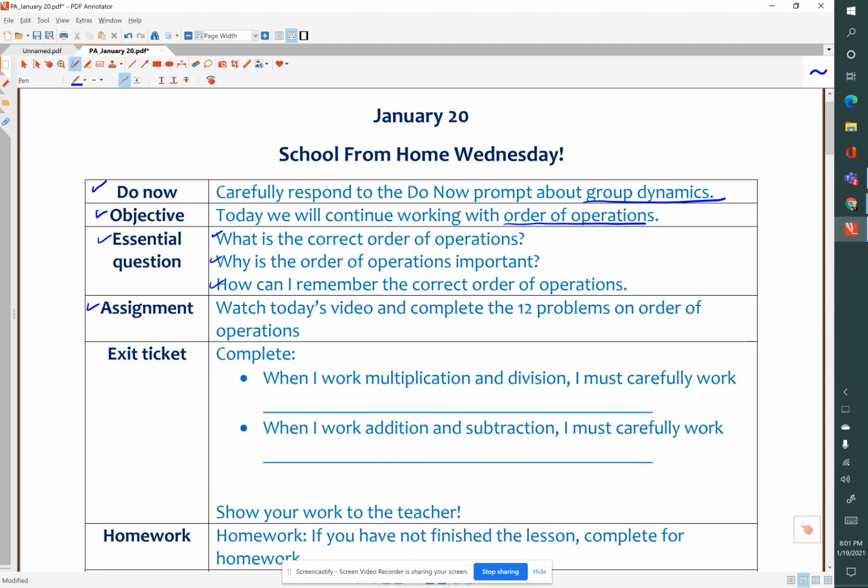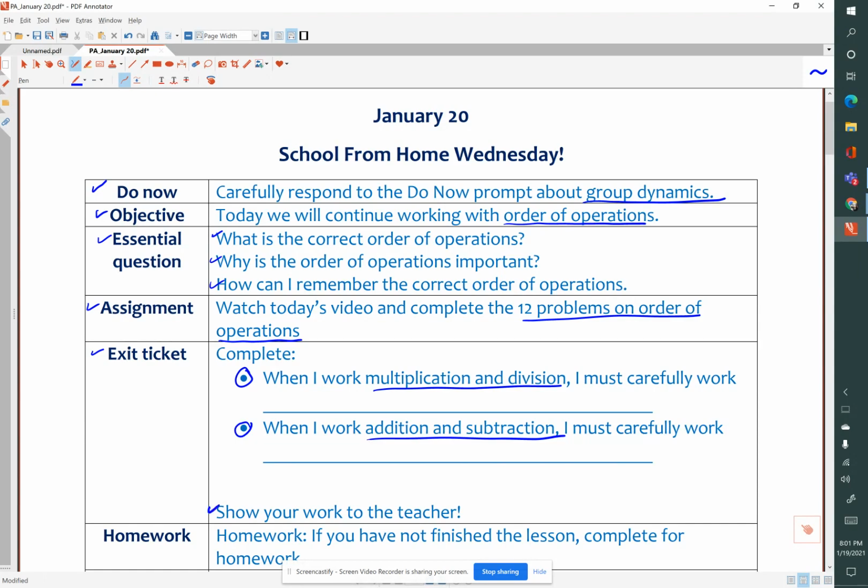As we watch the video, we will complete, I believe, 12 problems on order of operations. They could be a little tricky, so be careful and look at them carefully. We'll have an exit ticket where we complete two thoughts. When I work with multiplication and division, how do I work? And when I work with subtraction and addition, how do I work?